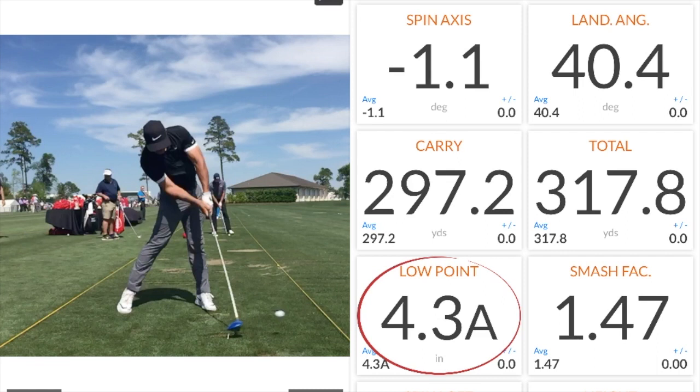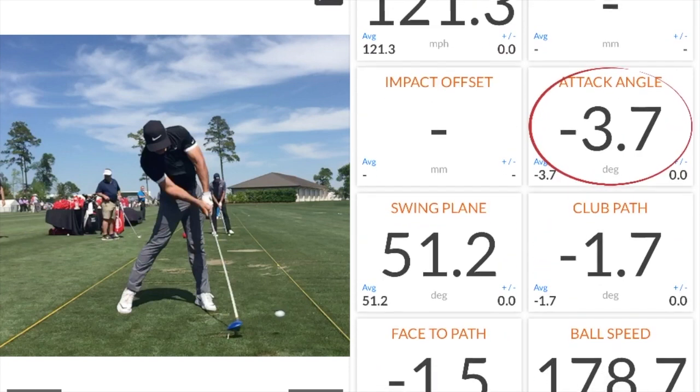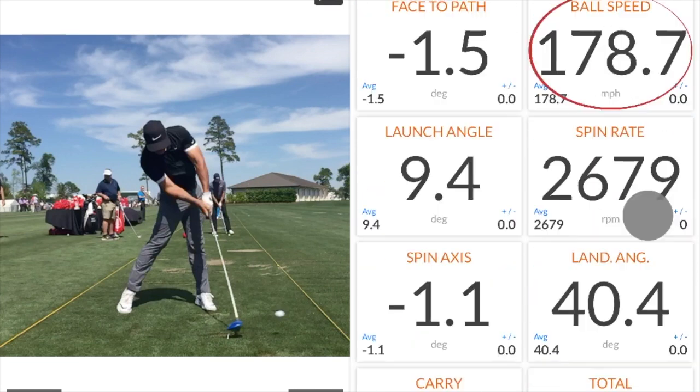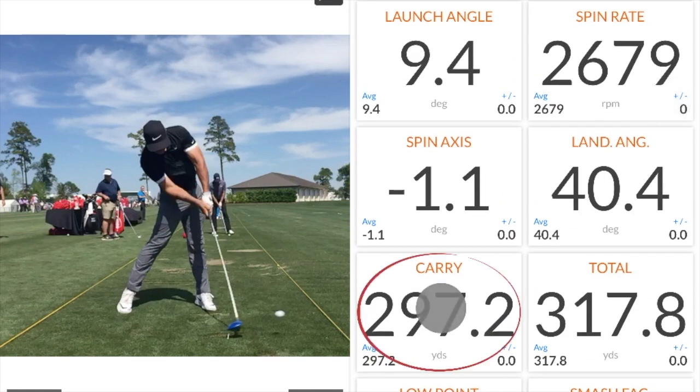Okay, so we know that the low point of his swing circle is taking place after impact, all based upon the angle of attack. Now, why is this important? I want you to note that Brooks' club head speed is 121 miles an hour. His ball speed is almost 179 miles an hour. That creates 297 yards of carry and 317 yards of total distance. So try and remember those numbers.